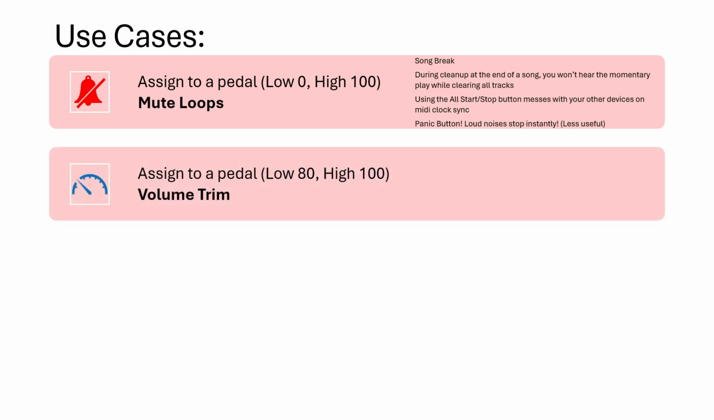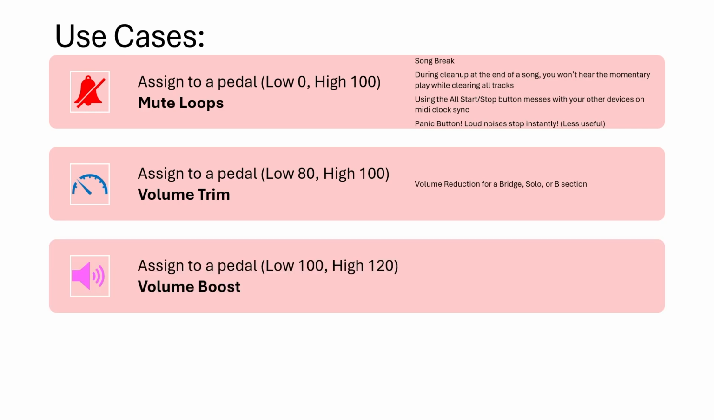Let's now imagine you're assigning it to a pedal, but this time you've got your low and high settings at 80 and 100. That could be a volume trim. So you could reduce the volume of the loops for a bridge or a solo, probably solo. Once again, you can assign to a pedal, but this time your low would be your nominal value and high could be a little bit higher, and that could be a volume boost pedal. So you could boost during a chorus or a solo.